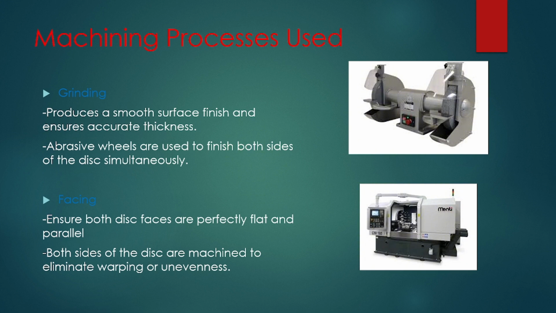About grinding, it produces a smooth surface finish and ensures accurate thickness. Abrasive wheels are used to finish both sides of the disc simultaneously. The top picture is again the grinding machine, and the bottom picture is the facing machine. The facing machine ensures both disc faces are perfectly flat and parallel. Both sides of the disc are machined to eliminate warping or unevenness.